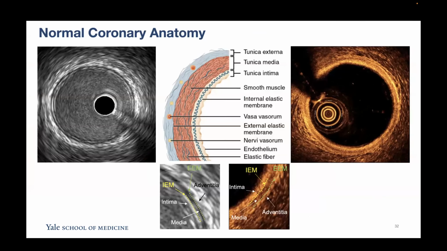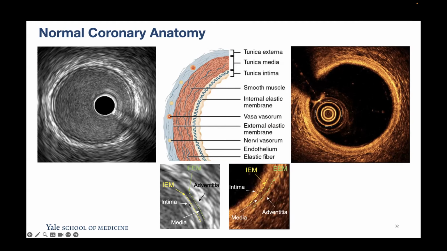Moving on to image interpretation, and probably we're not going to be able to cover everything today, but we'll save it for another time. So the normal anatomy is usually made of 3 main layers: the tunica externa, or the external elastic lamina, the medial layer, and the intimal layer. And those 3 are possible to be seen by IVUS and OCT. Usually you have this 3-layer appearance.